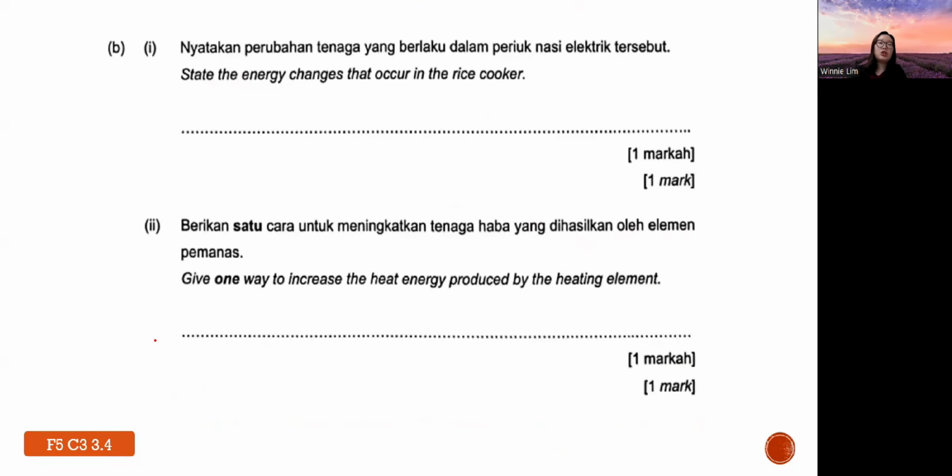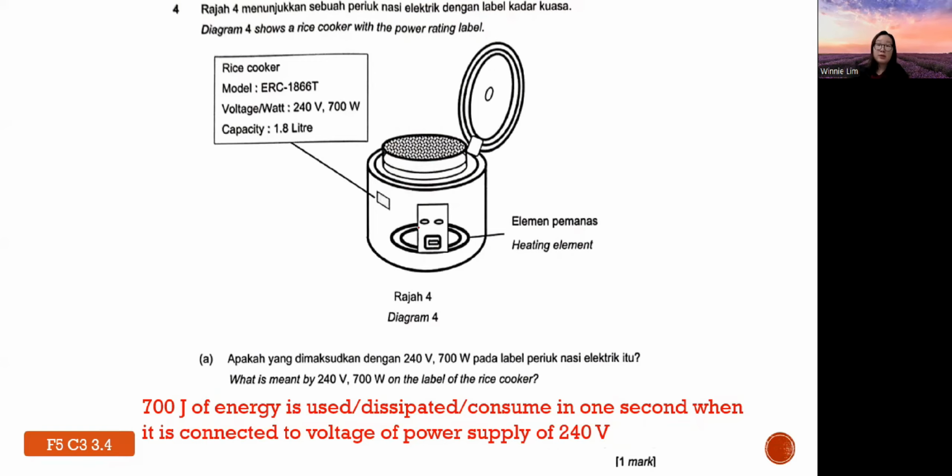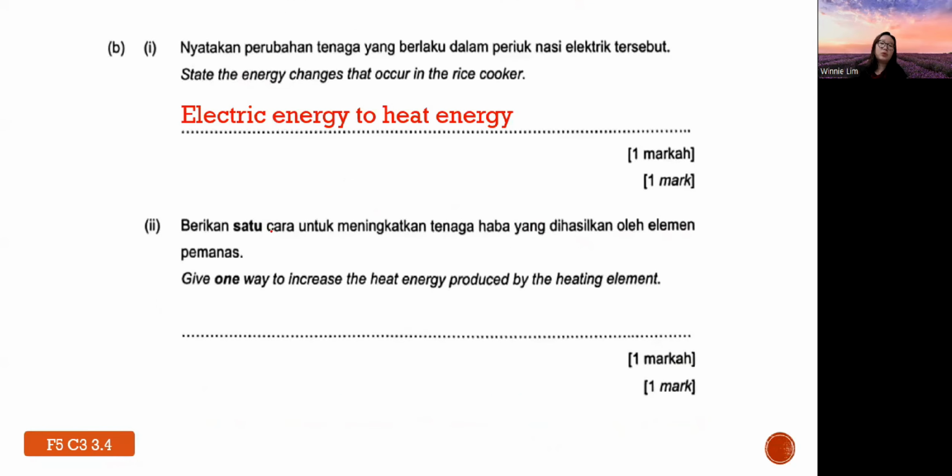Now, what is the energy change that occurs in the rice cooker? So the rice cooker, we need to supply it with what? Electrical energy. But to cook the food, you need heat, right? So that's why it's from electrical to heat.